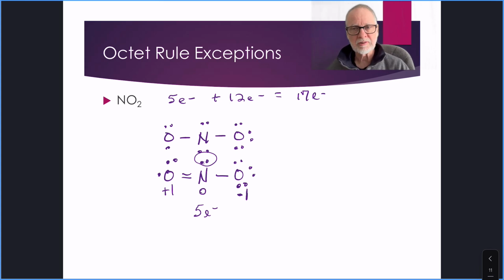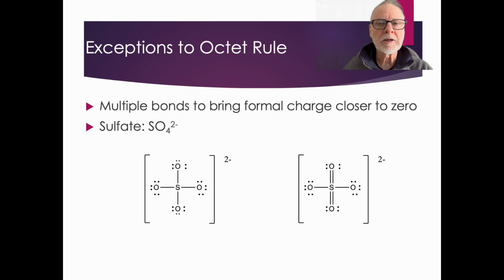We could switch sides with a double bond. I'm not going to bother to go through that. I just, again, want to demonstrate here that we have not and cannot satisfy the octet rule for this particular molecule. All right, so we're going to move on to some other examples of exceptions to the octet rule.